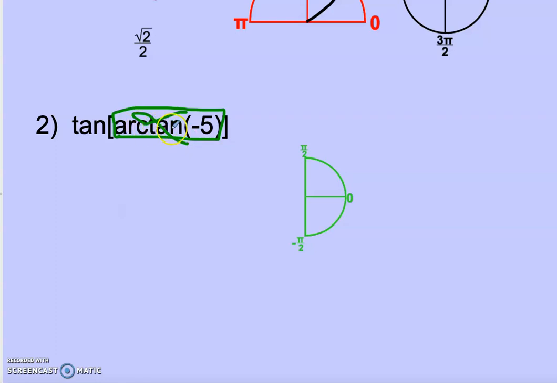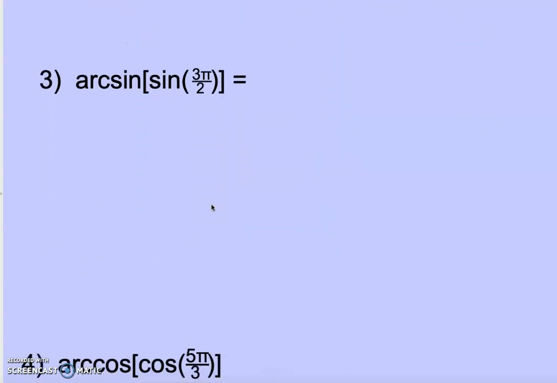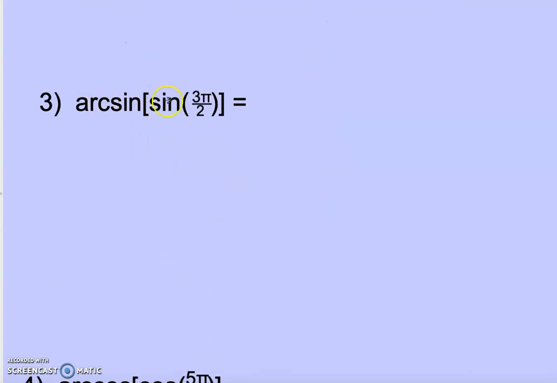And it's some angle that produces a tangent value that is -5. I don't know, it's probably a pretty steep angle. And I know when I take the tangent of that angle, I'm just going to get -5, because usually a function and its inverse just undo each other. Usually. Let's keep going. So now we have the arcsine of the sine of 3 pi over 2.